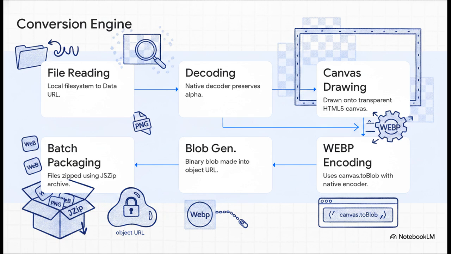Let's deconstruct exactly how this works in 6 quick steps. First, the File API reads your PNG locally and turns it into a data URL. Second, the browser's native image decoder loads it up, keeping that alpha channel perfectly intact. Step 3 is where the real magic happens. The image is drawn onto an HTML5 canvas element that's left totally transparent, no background fill at all, so those alpha values are preserved pixel for pixel. Fourth, it runs a command called canvas.toBlob, which taps straight into the native WebP encoder. Fifth, this generates a secure binary blob that turns into a downloadable link. And finally, if you're doing a batch, JavaScript can instantly zip those files up for a single download. It's incredibly elegant and completely self-contained.